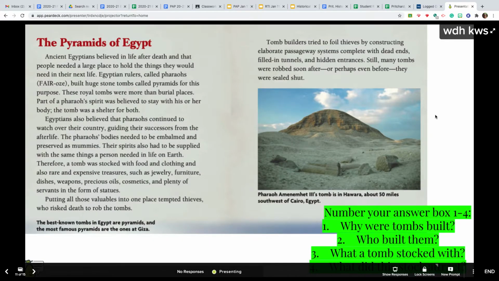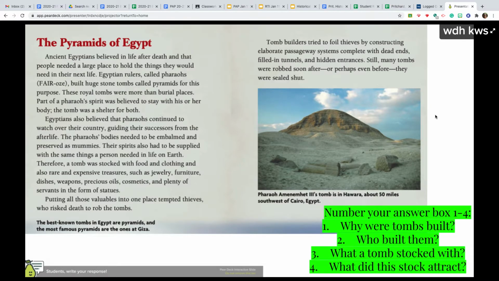Okay, the pyramids of Egypt. This is more background information. Ancient Egyptians believed in life after death and that people needed a large place to hold the things they would need in their next life. Egyptian rulers called pharaohs built huge stone tombs called pyramids for this purpose.